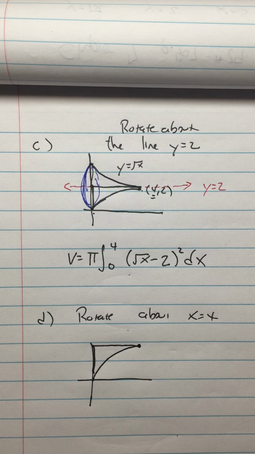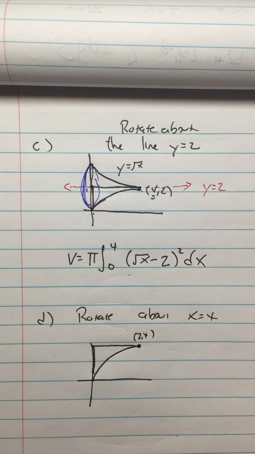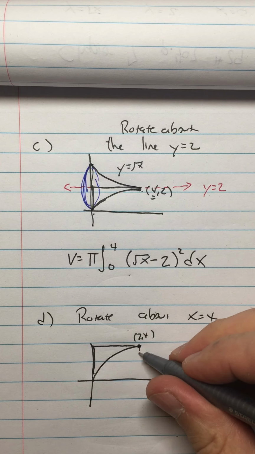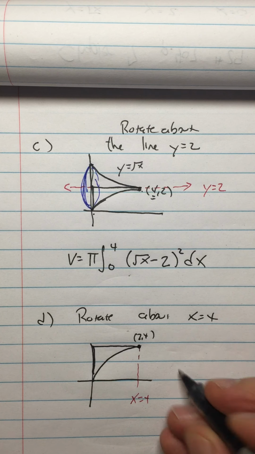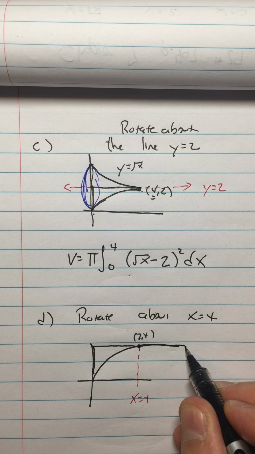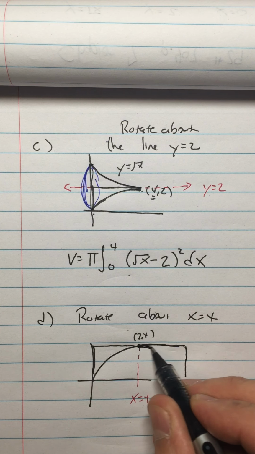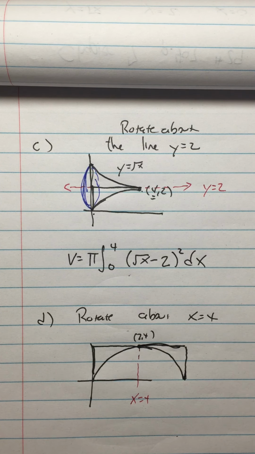All right, but we're rotating it about the line x equals 4. Now this is the 0.24 right here. So we're rotating about this line right here, x equals 4. So when we rotate it, we're going to have one of those, sort of like a thick-bottomed glass again. But this time it's going to be facing down instead of facing up. Right, there you go. There's the shape.